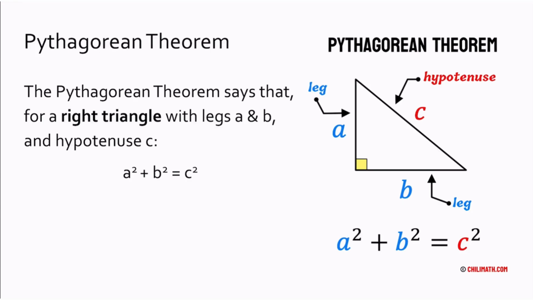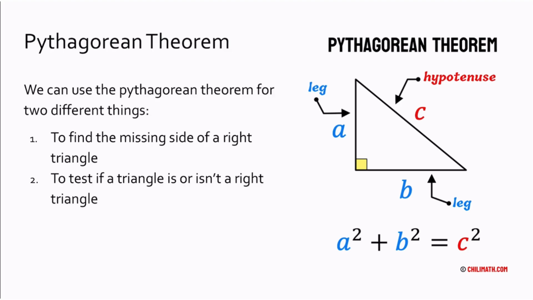So the Pythagorean theorem says that when we have a right triangle, A squared plus B squared equals C squared. So if we know two of these things, we can always find the third thing. So why is this even helpful? What is this useful for? Well, there are two things we use the Pythagorean theorem for. We use it to find the missing side of a right triangle, and we also use it to test if a triangle is or isn't a right triangle.